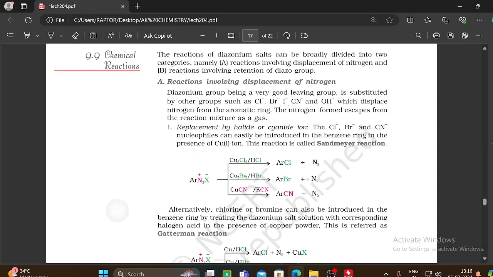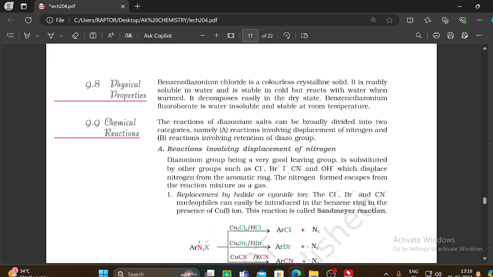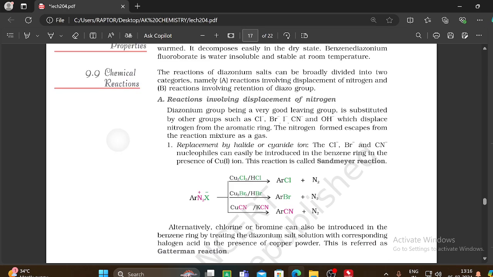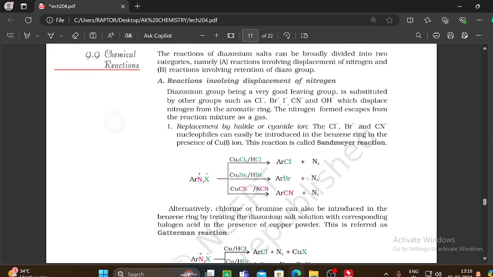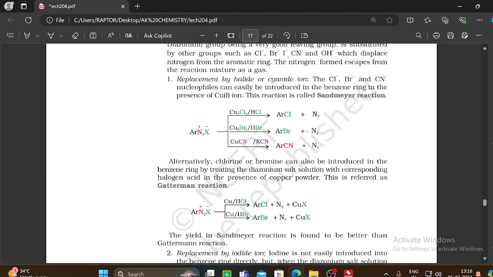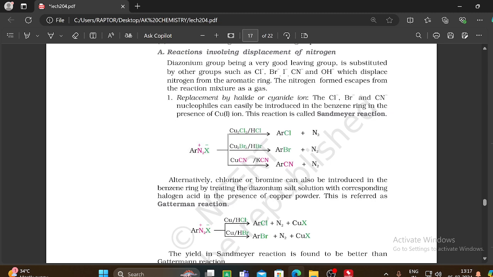And next one is chemical properties, right? First one is reactions involving displacement of nitrogen. We are removing only the nitrogen. What is the name of the reaction? Sandmeyer reaction, right? Concentrated HCl and the salt only we are using. Actually, we have chloride and bromide only. Now, in this chapter, you are learning KCN also. When you introduce CN by adding KCN and copper cyanide, this N2 will be cleared, and that X also cleared.